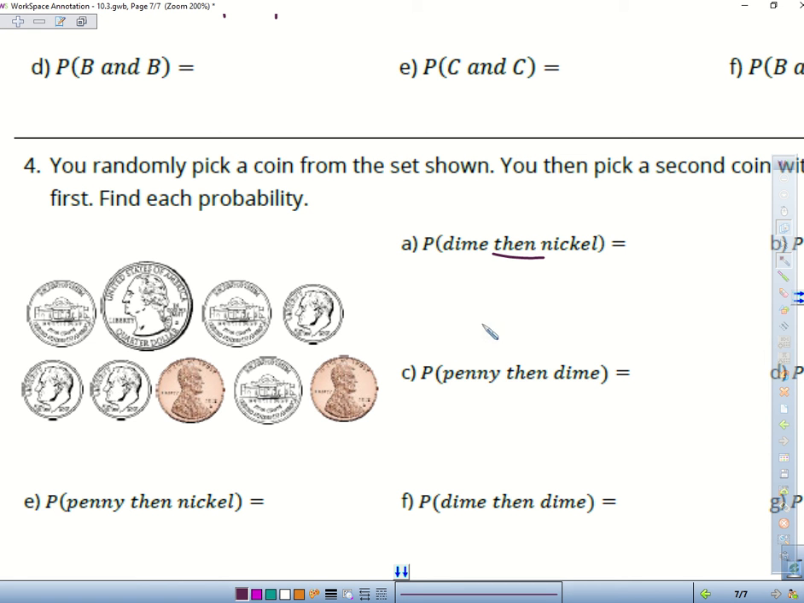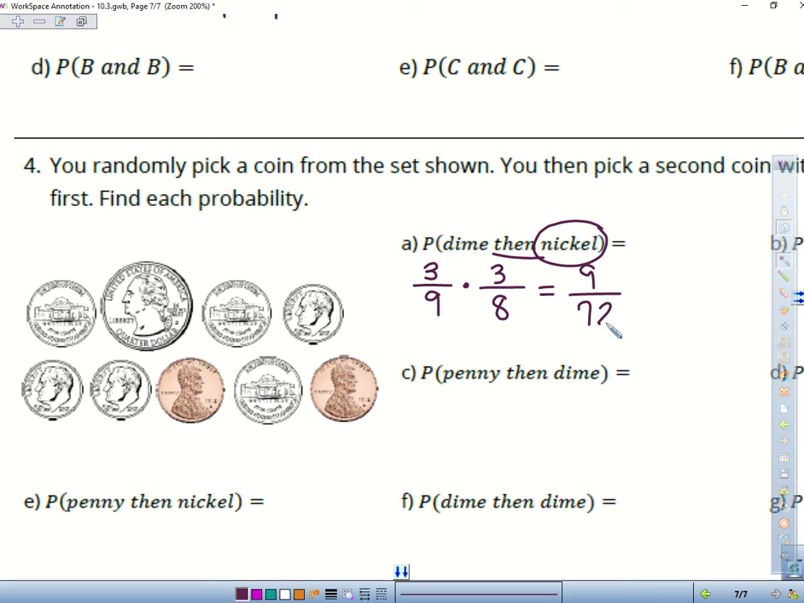So first and foremost, this part's simple. What is the chance of picking a dime if you had these coins in a bag? 3 out of 9. Times, then we want to pick a nickel. We're not putting the dime back into the stack. So how many coins are there left to pick from? 8. And how many of them are nickels? 3, because we didn't pick a nickel earlier. If we had picked a nickel earlier, that would have depleted, but it didn't.